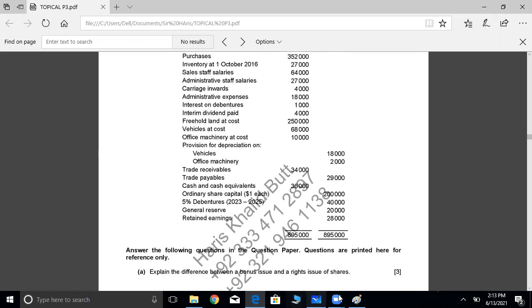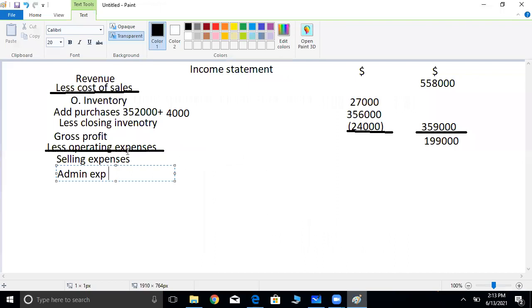So sales staff salaries, selling expense means I will write 64,000, which is the expense, plus the depreciation 10,000, and I will write the total amount directly, 74,000. Why will we add the depreciation? We add it because in the income statement the format, Abdullah, is like this.